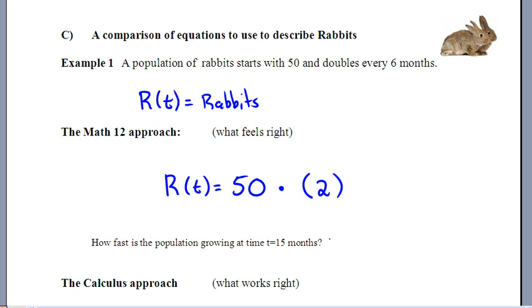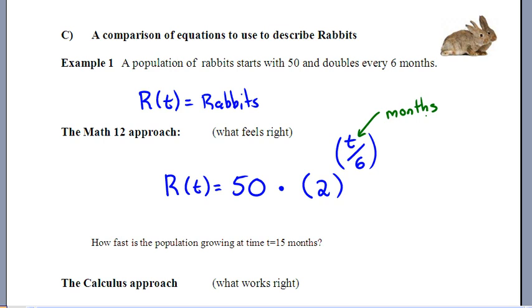Well, every time 6 months goes by, you need to throw one of those 2's at it. So if it's 12 months, throw a couple of 2's at it. If it's 18 months, throw 3 2's at it. And so in Math 12, you probably would have done something like this. t divided by 6. That could have been your exponent up there. And so if you measure your time up here in months, then that fraction t over 6 figures out how many doublings would occur.